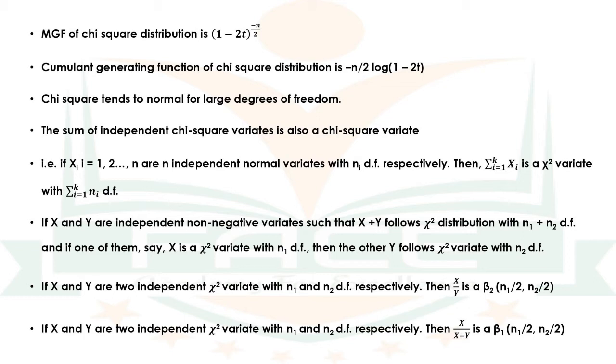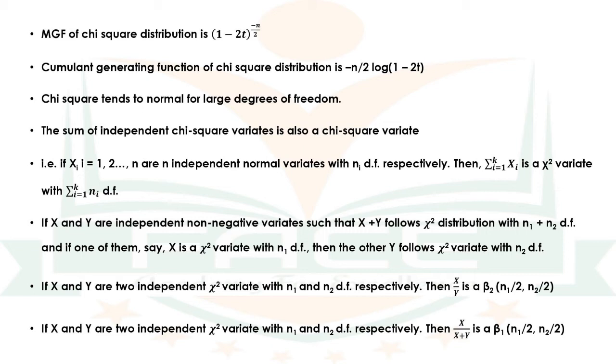That is, if xi for i equal to 1, 2, ..., k are independent chi-square variates with ni degrees of freedom respectively, then summation i equal to 1 to k of xi is a chi-square variate with summation i equal to 1 to k of ni degrees of freedom.